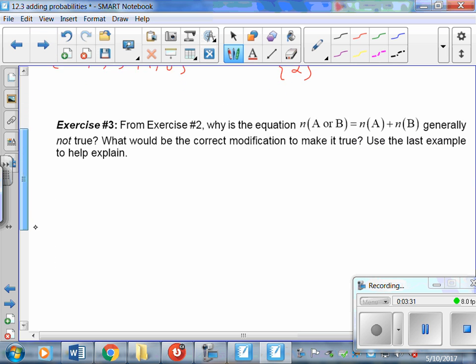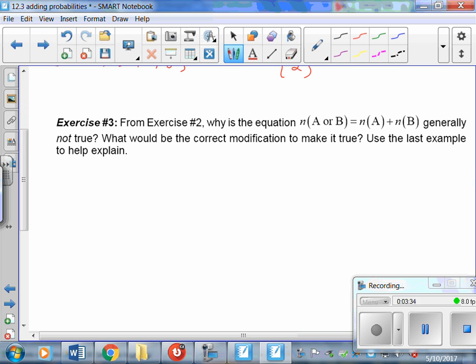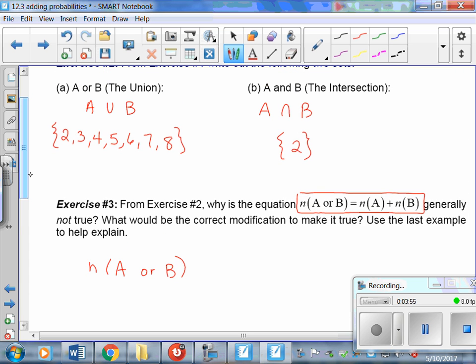Now in exercise 3, from exercise 2, why is the equation n, the number, that means the number of A or B, equal to n of A plus n of B, not true? Because we know the number of A or B is going to be what? We just figured that out up here. How many are here? 1, 2, 3, 4, 5, 6, 7. So this is 7. And why is that not equal to the number of A plus the number in B?